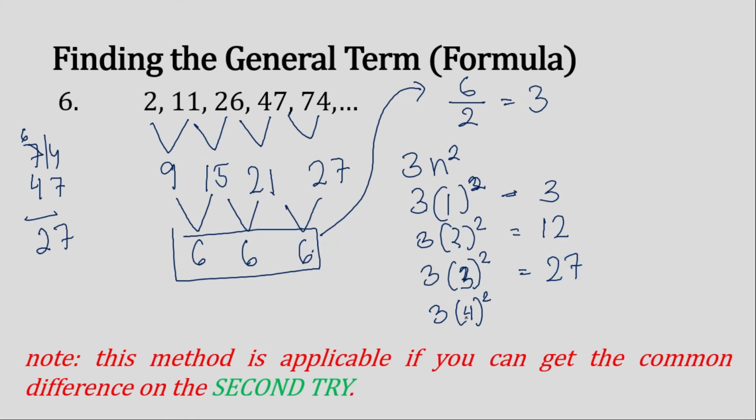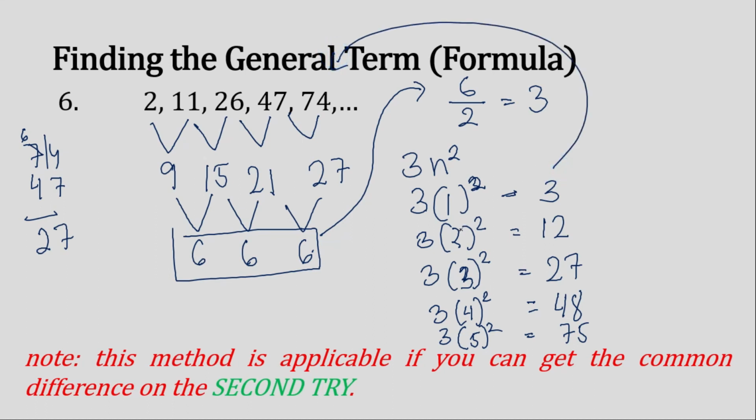Now 4 squared, 4 times 4 is 16 times 3 is 48. Okay, so we have a sub 5, so let's try a sub 5. 3 times 5 squared, 5 squared is 25 times 3. The answer is 75. Now, this is not the same as the terms of this sequence.